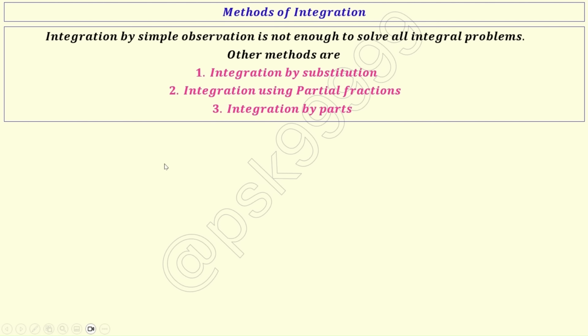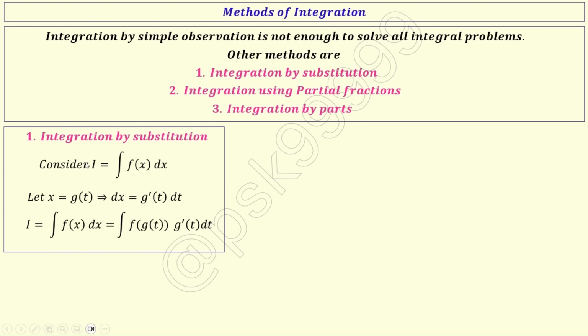Right now in this slide we will understand integration by substitution, then do some exercise problems on this one, then go to the next one. Integration by substitution is simple. Let's consider I equal to integration of f of x dx. Then if you take x as g of t, then dx will become g dash t dt. So my I, which is integration of f of x dx, will become integration of f of g of t into g dash t into dt. This is how we do it.